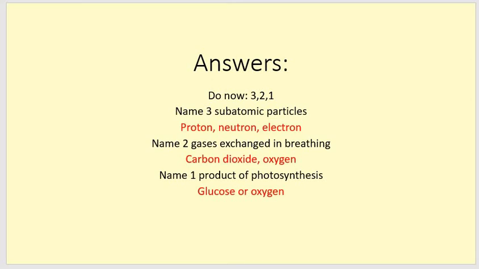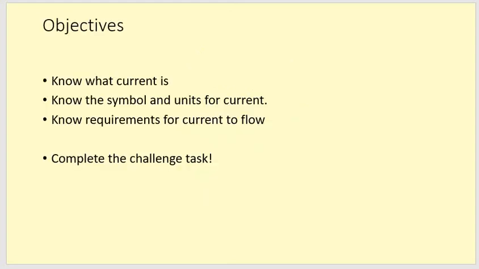Okay, so here's your answers. Doesn't matter what order. 3 subatomic particles: proton, neutron, electron. 2 gases exchanged during breathing: carbon dioxide and oxygen. 1 product of photosynthesis. Hopefully you went for glucose, the main one. Otherwise you could have gone for oxygen. Quite straightforward. I know you've got that.